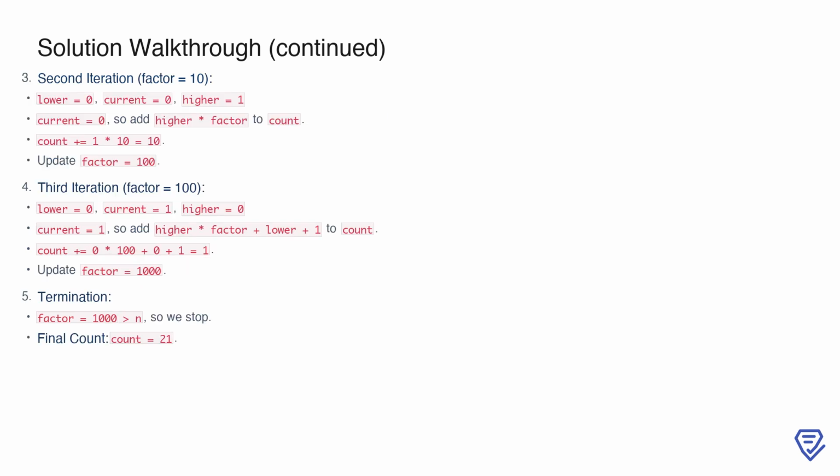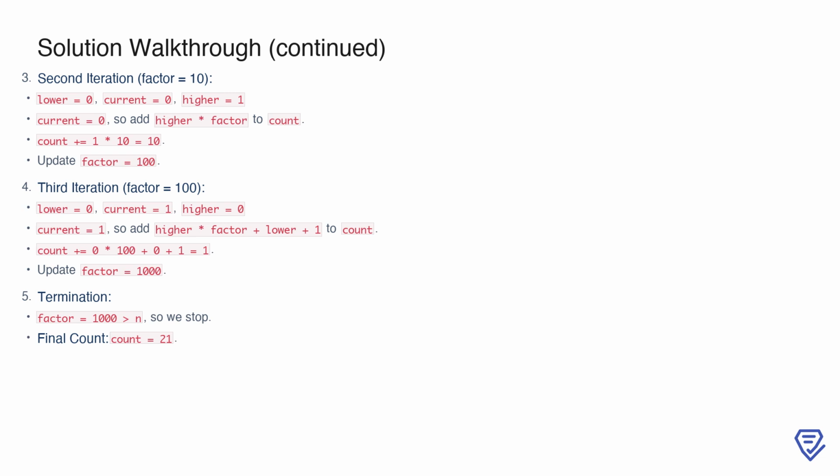In the second iteration, with factor at 10, we calculate lower as 0, current as 0, and higher as 1. Again, since the current digit is 0, we add higher * factor to count. This adds another 10, bringing count to 20. Next, we move to the hundreds place by setting factor to 100.